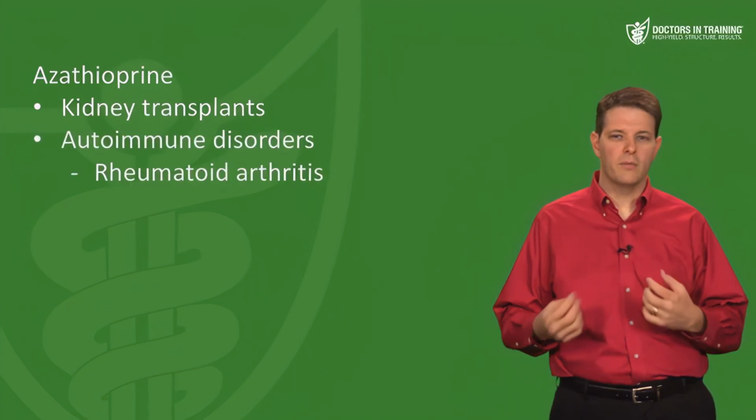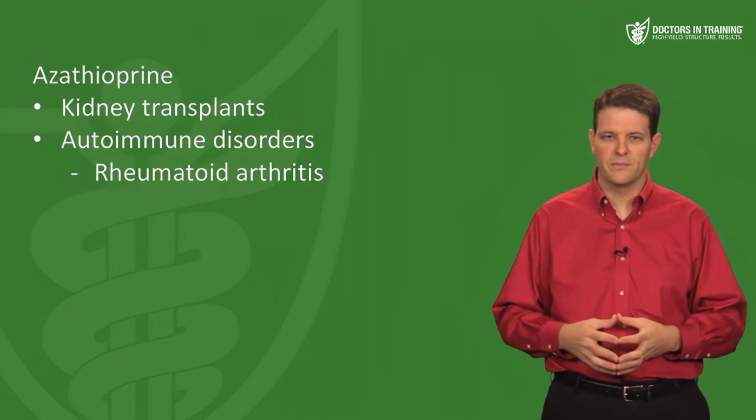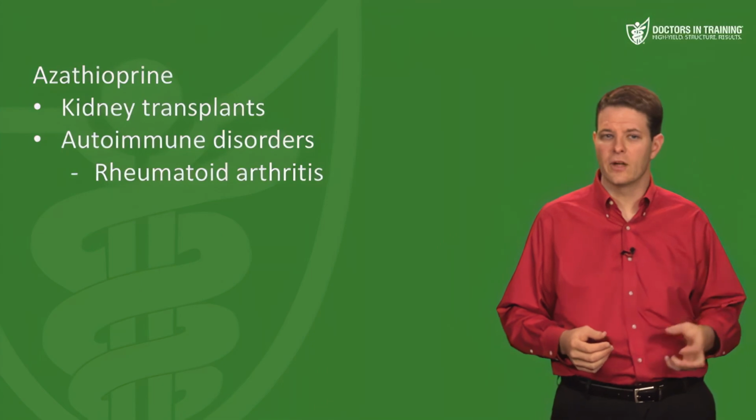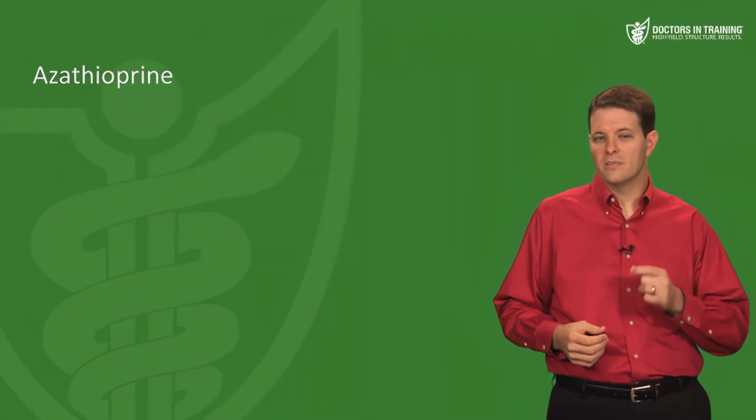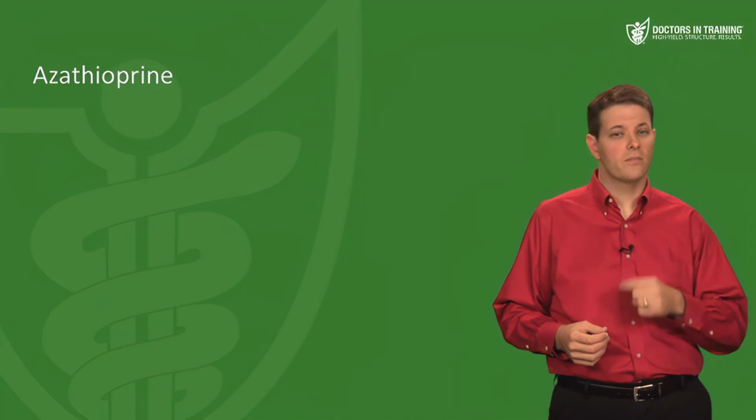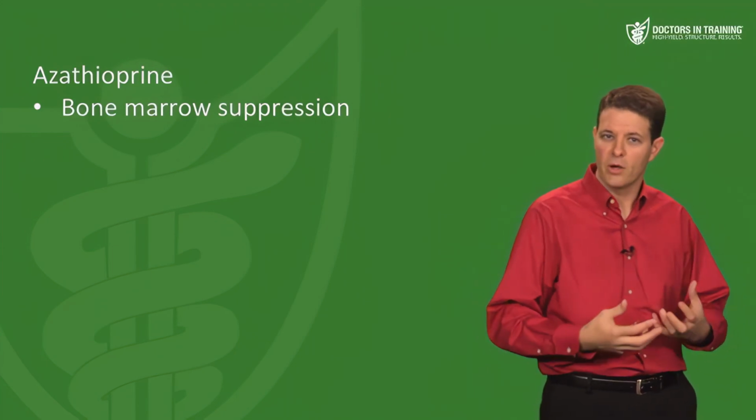It's also used off-label for a bunch of things like Crohn's disease and lupus nephritis and all sorts of different things. Then 6-MP is a cancer drug, so we're going to talk more about 6-MP in oncology. But azathioprine, because it's metabolized to 6-MP, is going to cause bone marrow suppression because the patient can't grow rapidly dividing cells like bone marrow cells.